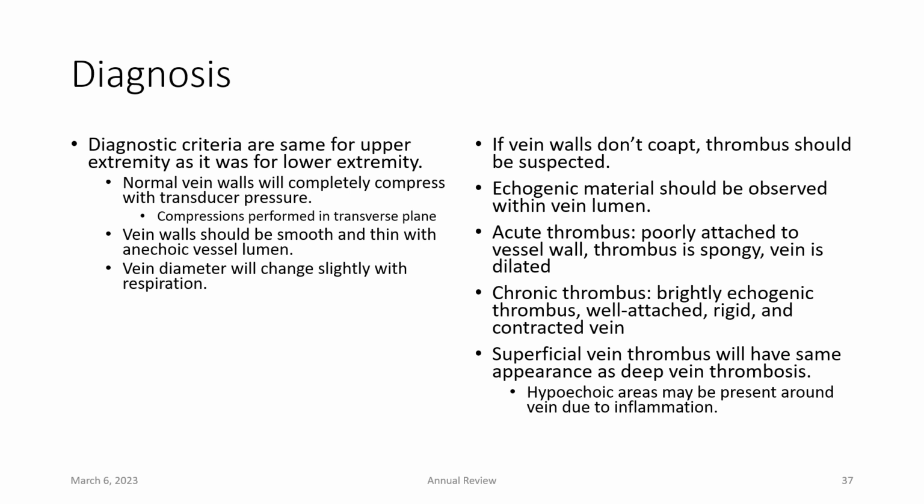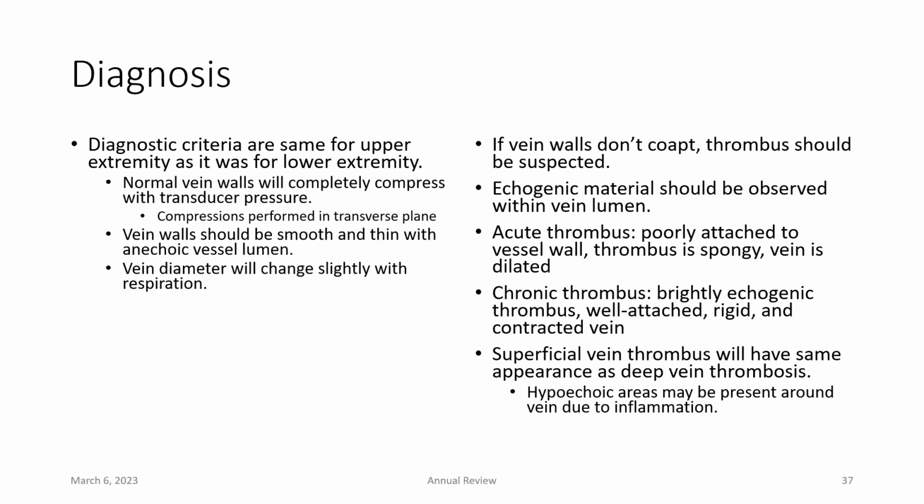We're always completing our compressions in transverse plane, because if we're in long trying to compress, we don't know if the vessel really compressed or if we just rolled our transducer off of it. Vessel walls or vein walls should always be smooth and thin with an anechoic lumen. Vein diameter can change slightly with respiration, as well as patient position, as we talked about with the internal jugular. If the vein walls don't coapt, thrombus should be suspected. If we can't identify a thrombus, turning on color and looking for any deviation of that flow within the lumen can also help us make that assessment.